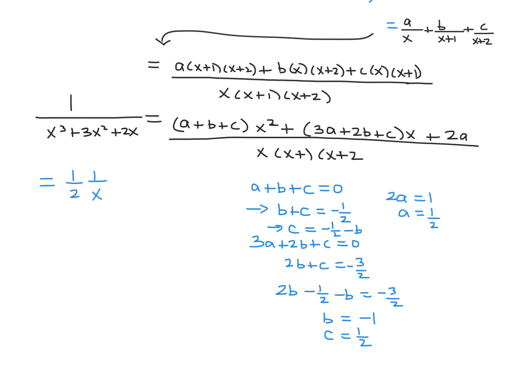So that basically means that this is equal to a half times 1 over x, right? Because it was this guy. B is negative 1, so I guess that's going to be a negative 1 over x plus 1. And then c was a half, so plus a half times 1 over x plus 2. There we go. So all that hard work to get this expression right here.